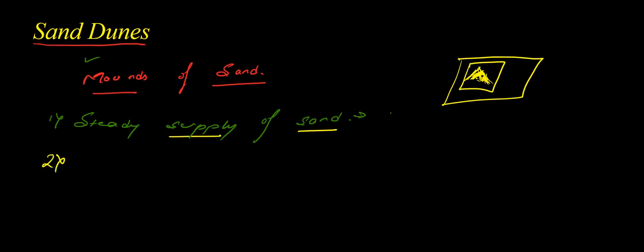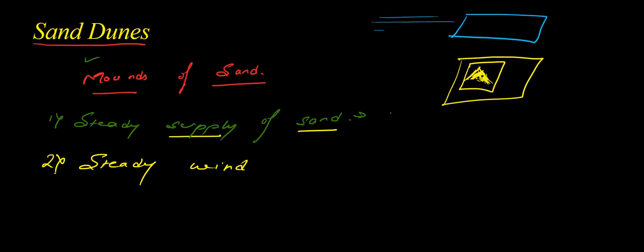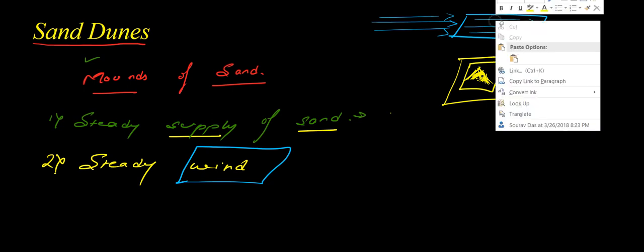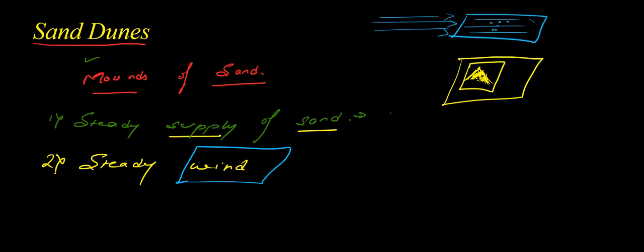Now the second method of forming the sand dune is steady wind. How does steady wind help us make sand dunes? When wind flows over an area in this way, as you know, winds always carry small sand particles with them, and when wind flows over this area, it drops small sand particles somewhere on this part, and slowly there is a huge collection of sand and sand dunes are formed.